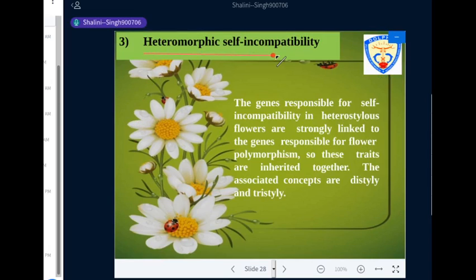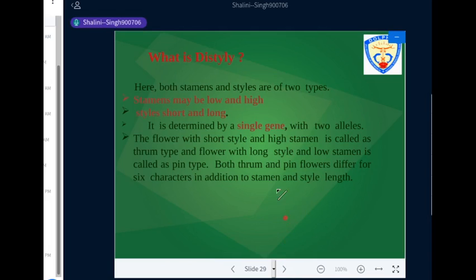Heteromorphic self-incompatibility. The genes responsible for self-incompatibility in heterostylous flowers are strongly linked to the genes responsible for flower polymorphism. Examples are distyle and tristyle. So distyle: both stamens and styles are of two types. Stamens may be low and high and styles may be short and long. It is determined by a single gene with two alleles.